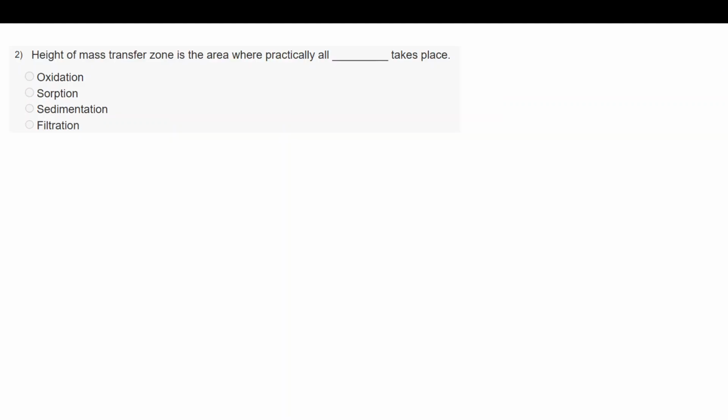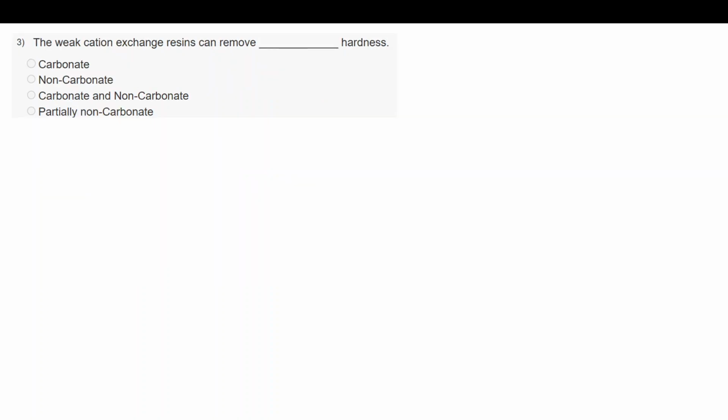Next question is, height of the mass transfer zone is the area where practically all the dash takes place. So here, mass transfer zone comes into the picture for two cases: adsorption or ion exchange, right? So here, you see which option applies. The correct answer is sorption, so option B is the correct answer. Clear so far?